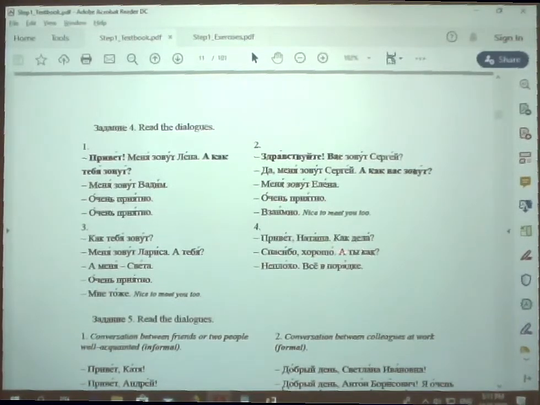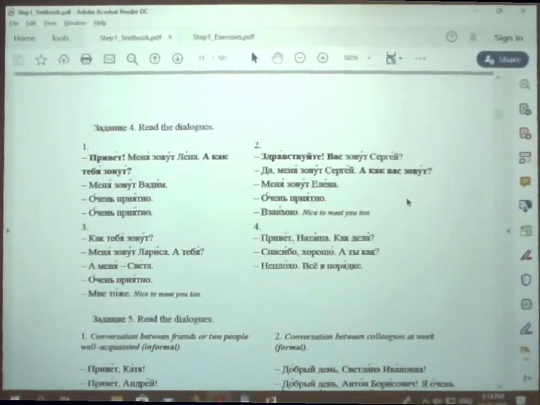This "a" in the beginning of the phrase can be translated as and how are you. For example, а как вас зовут, а как тебя зовут, а тебя, and so on. And then when you answer to the question как дела or а ты как, you say неплохо, not bad, все в порядке. Everything is alright, everything is in order. And now please read these dialogues in pairs.